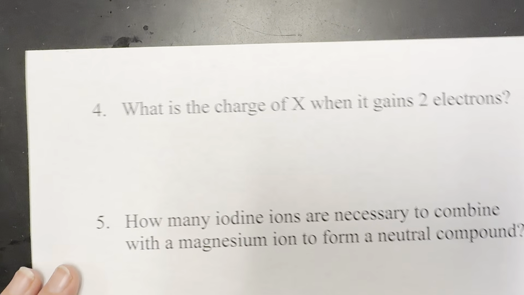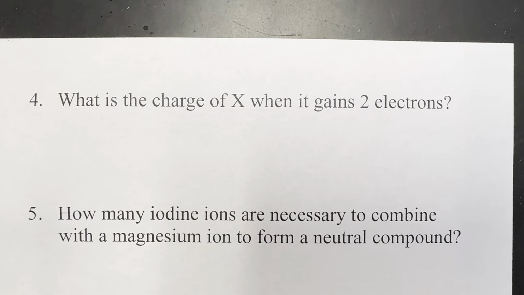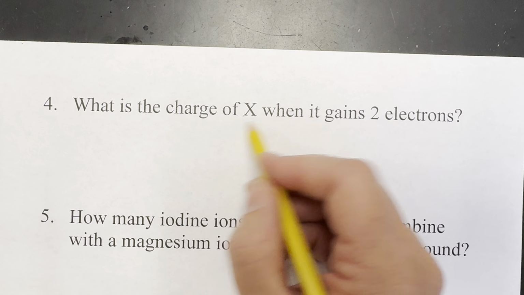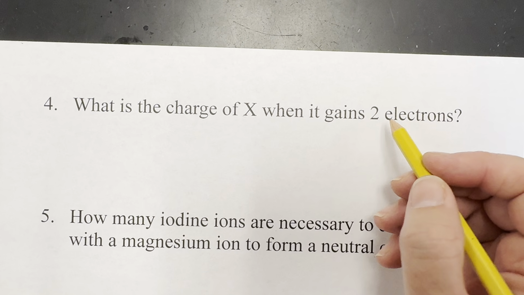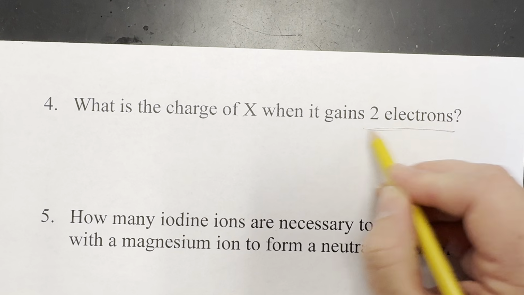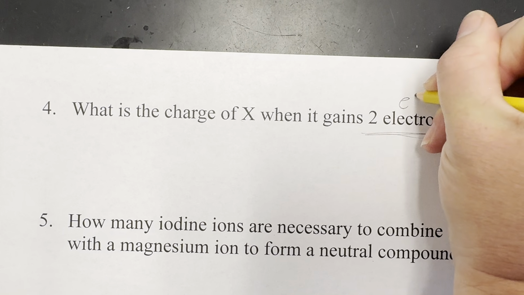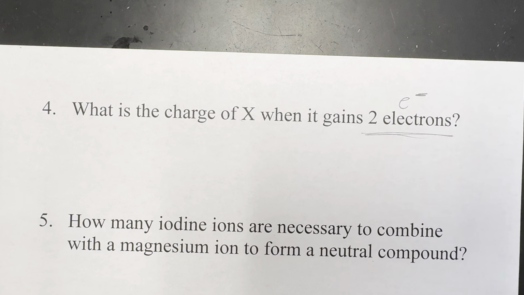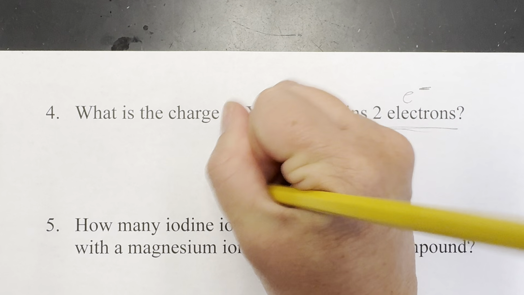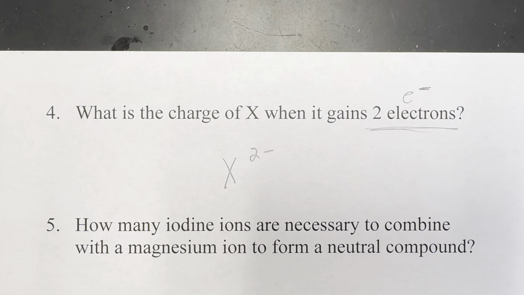All right, let's take a look at number 4. What is the charge of X when it gains 2 electrons? Well, X is just any element, all right? And if I gain 2 electrons, electrons, remember, are negatively charged, all right? So if I gain 2 electrons, it's going to be X2 minus.